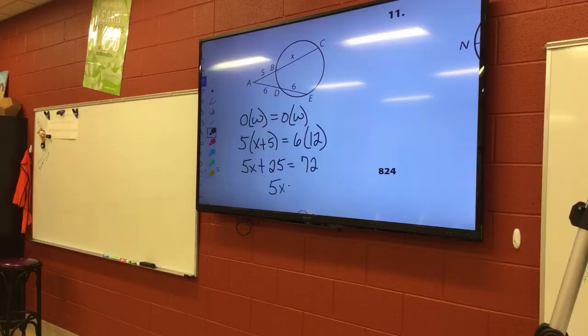Subtract 25 from both sides, and x equals 9.4. I think this is the same one as the example in the notes, isn't it? Not the same numbers, I don't think, but it's the same thing. Okay, 19. Did that help?